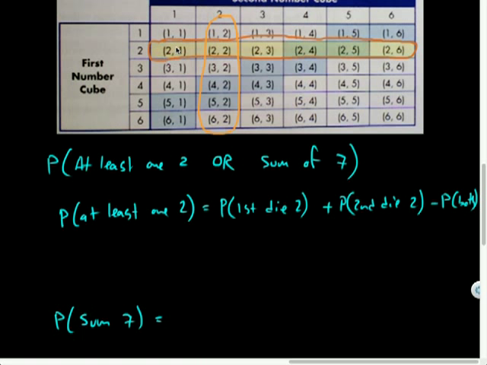So how many were there? First die 2 is 6 plus second die 2 was 6. Yeah, how did I miss that entire column? Good save, friends. And then one of them was both, right? 2 comma 2. So I had to get rid of that. So this probability is 6 plus 6 is 12 minus 1, 11/36. Okay, aha. All right, sum of 7.